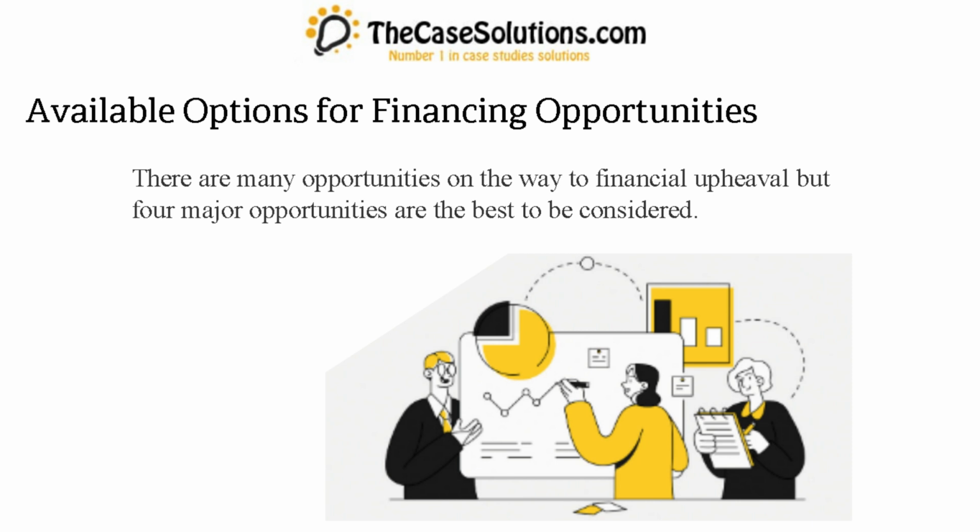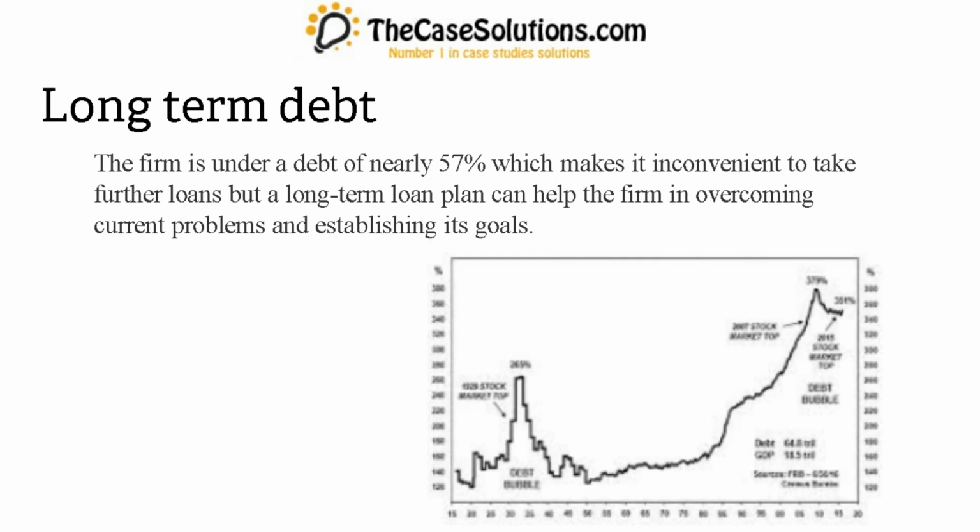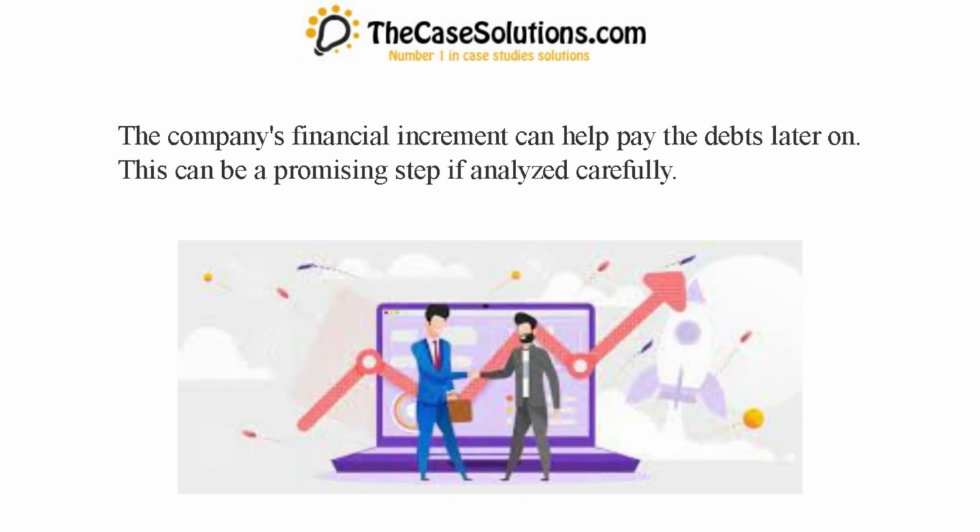There are many opportunities on the way to financial upheaval, but 4 major opportunities are the best to be considered. Long-term debt. The firm is under a debt of nearly 57%, which makes it inconvenient to take further loans, but a long-term loan plan can help the firm in overcoming current problems and establishing its goals. The company's financial increment can help pay the debts later on. This can be a promising step if analyzed carefully.